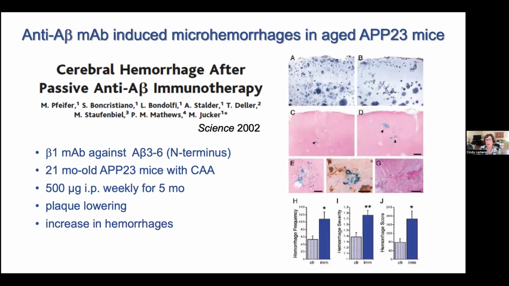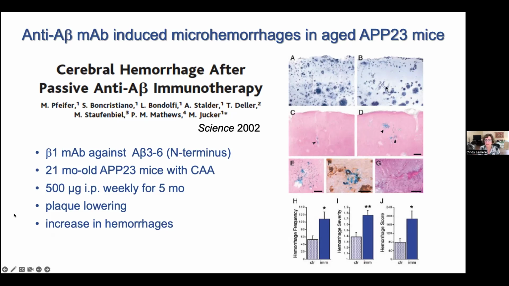Well, it's known that as early as 2002, Pfeifer and Ueckler showed that if you immunize, they did immunize old APP23 mice. So this particular mouse model develops quite a bit of vascular amyloid and even develops spontaneous microhemorrhages associated with that vascular amyloid with age. So they immunized the mice with an antibody that recognized A beta 3 to 6, the N terminus of A beta. It binds to plaques very well. And they treated the mice weekly for 5 months.